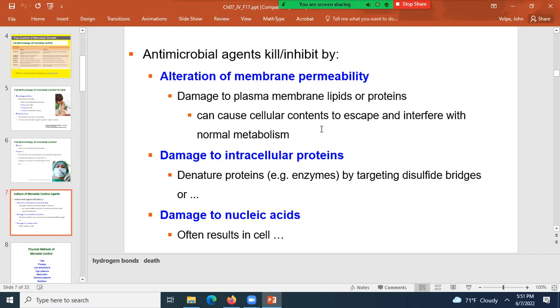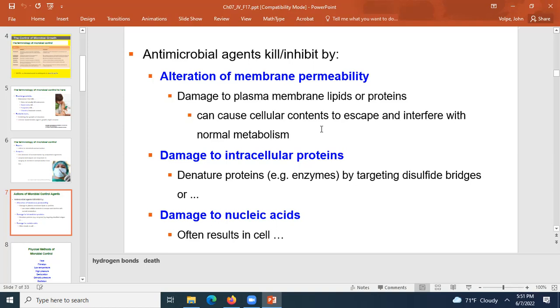An example of an antimicrobial agent that puts a hole in the cell membrane is polymyxin B. That antibiotic puts a hole in the plasma membrane. Any question about any of that?